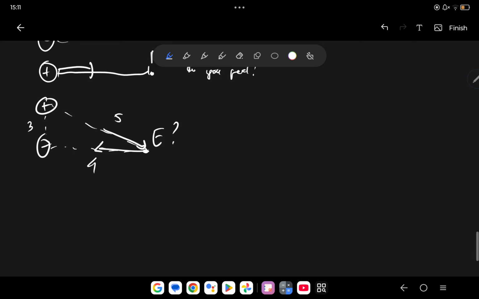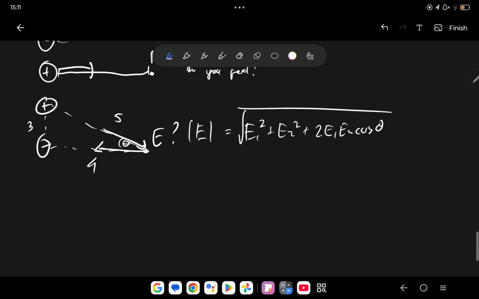Boom. And there's going to be an angle here, and then the resultant of a vector. The resultant of a vector: E squared equals E1 squared plus E2 squared plus 2 E1 E2 cosine theta. But remember, cosine theta has to be like this. This is theta. This is not theta. This is theta. Very nice. That's how you do the electric field problems.